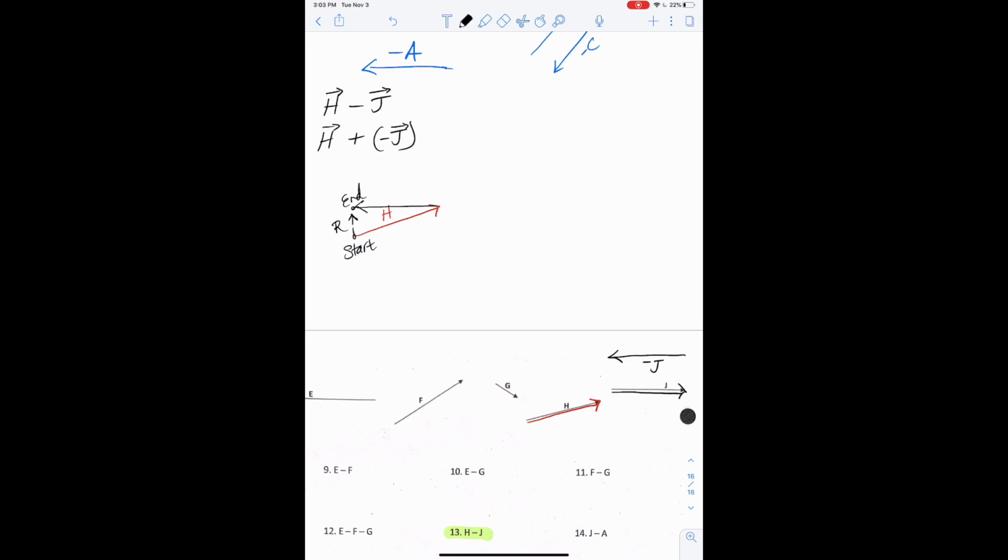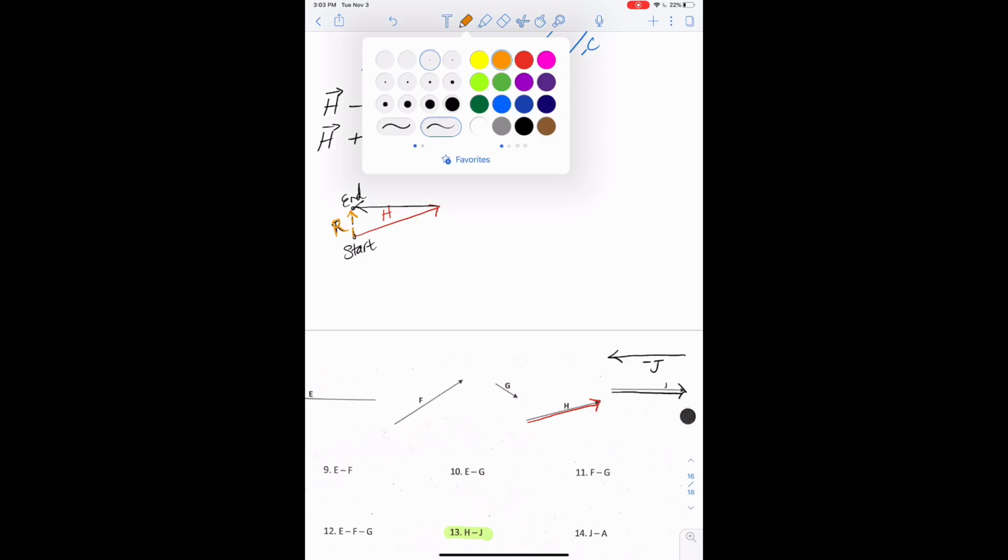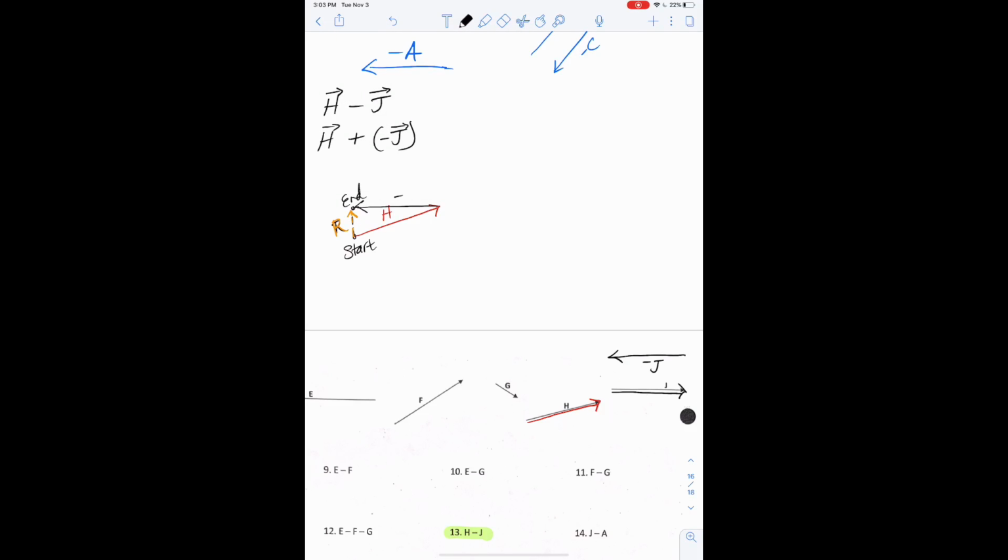I should use a different color for R. Use orange again. And I should even make sure I go all the way there, because I don't want you thinking otherwise. It is appropriately that magnitude right there, of about a centimeter or so. Anyways, there we go. That's what we have there. H plus, and we added it to negative J, is equal to R.